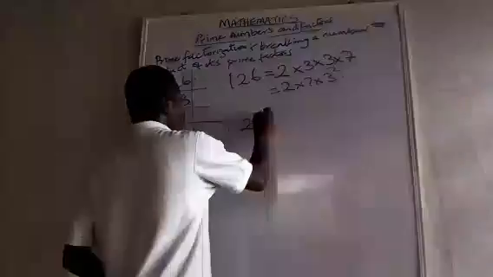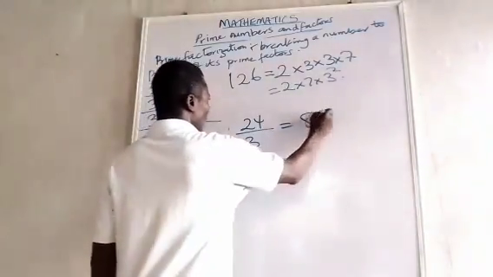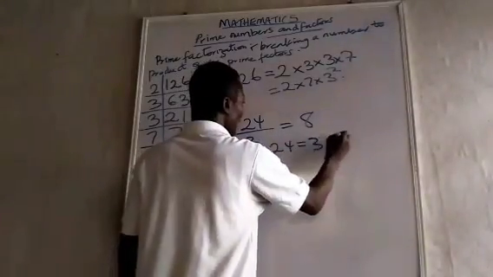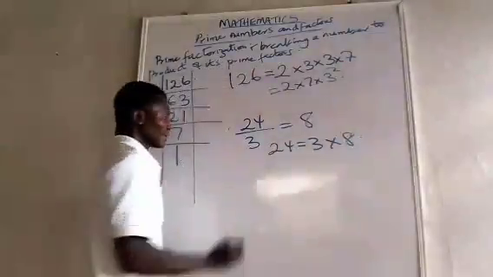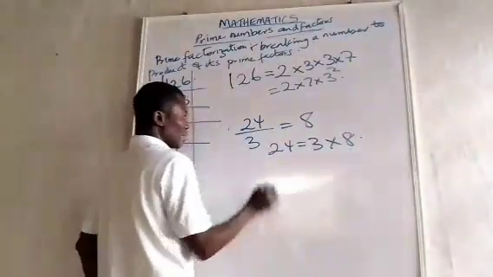I have 24 now. Let me divide by 3. It gives me 8. So 24 is equal to 3 times 8. You get that? Now, I cannot break 3 down because it's a prime factor. But I can break 8 down. Let me break it down.